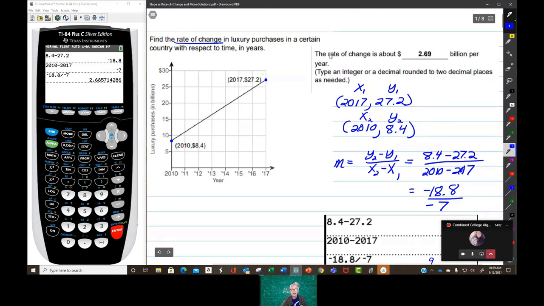So what it should be telling you is that in this particular story, the amount of luxury purchases is going up, because this is positive, going up $2.69 billion per year. Any discussion or questions about that? See, in real life, slope is very important. In math, in the lower levels, it tends to just be which way the line is tilted and how steep is the line. But in real life, it tells us stuff like this.